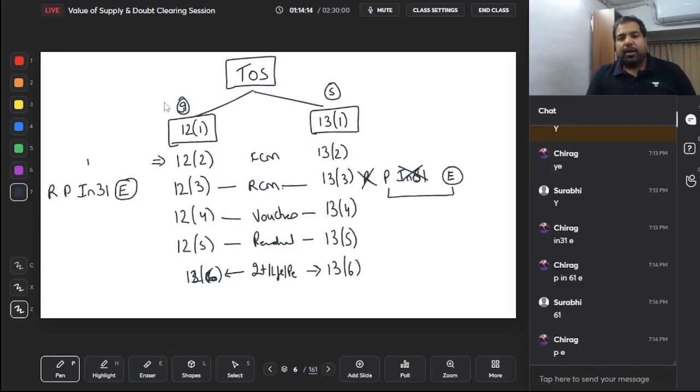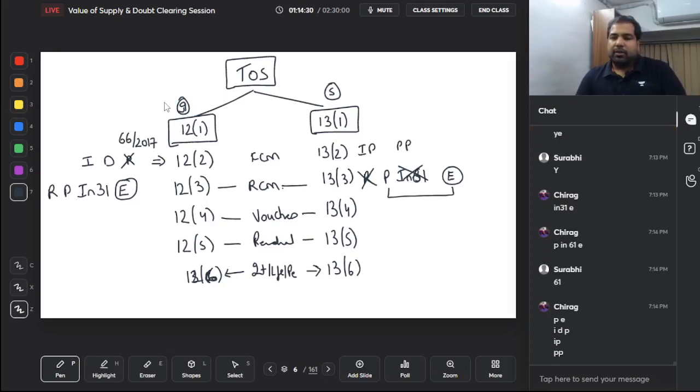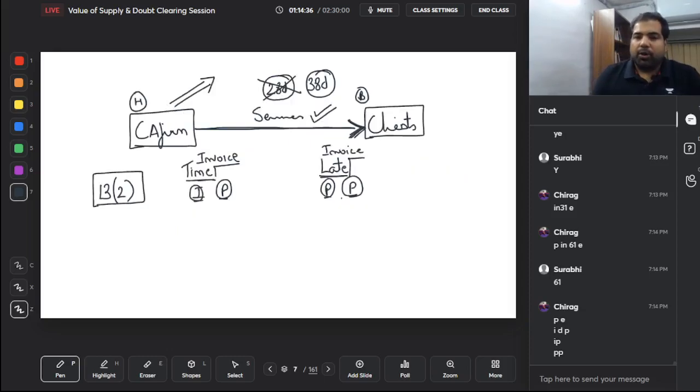12.2 says I demand payment, but is payment to be ignored? Yes, advance payment is to be ignored, but anyways even late payment will become ignored as per notification number 66 of 2017. And this is IP or PP, whichever: if it's on time then IP, if it's late then PP. But this depends upon the due date.